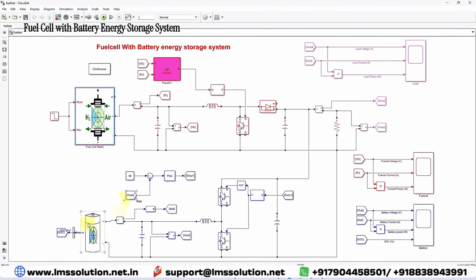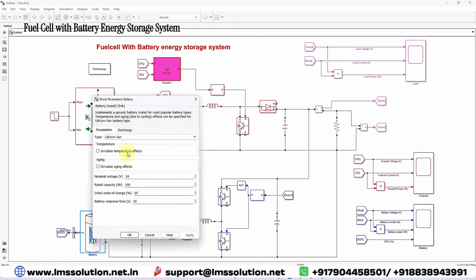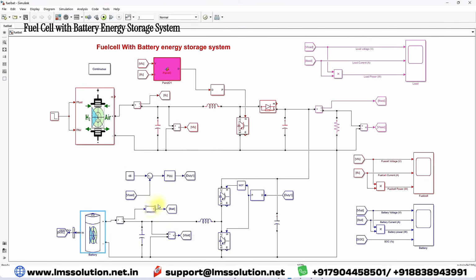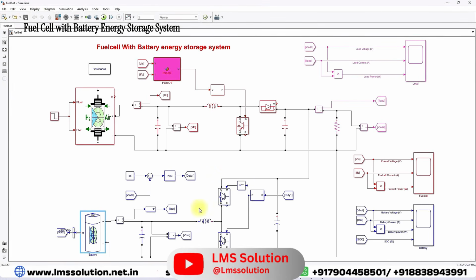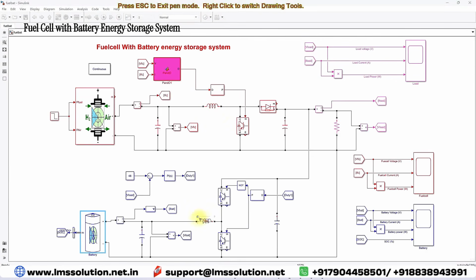Next you can see the battery rating. Here we are using a 24 volt battery with 100 Ah rated capacity. Initial SOC of the battery is considered as 65%, and we are doing the same kind of design, but here we take the values of the boost converter design, the L and C, because this battery is also used for supplying a maximum of 2000 watts. Here also we use whatever values we designed for this boost converter, those values are used for this inductor and the capacitor.